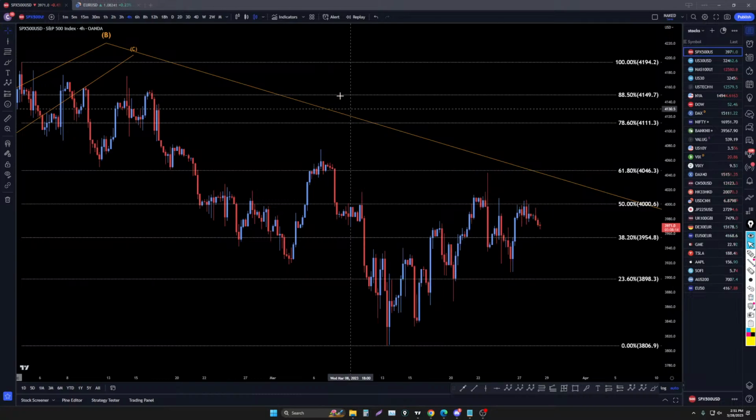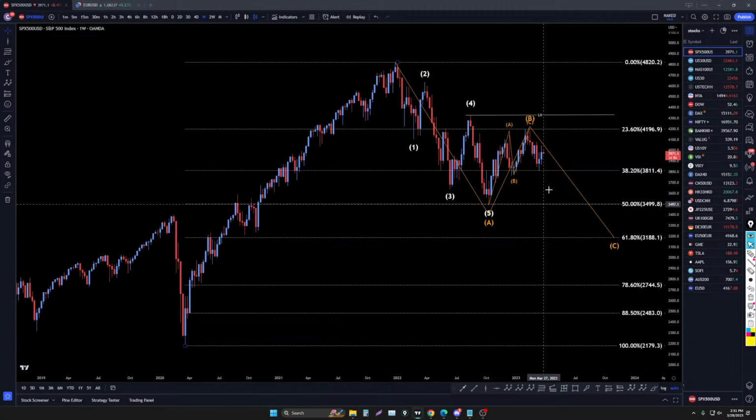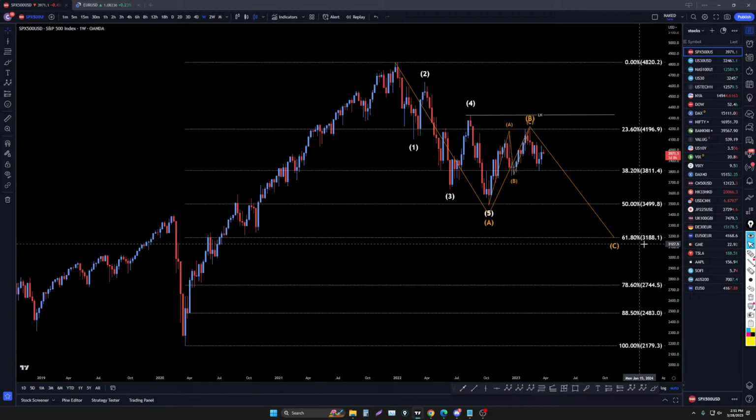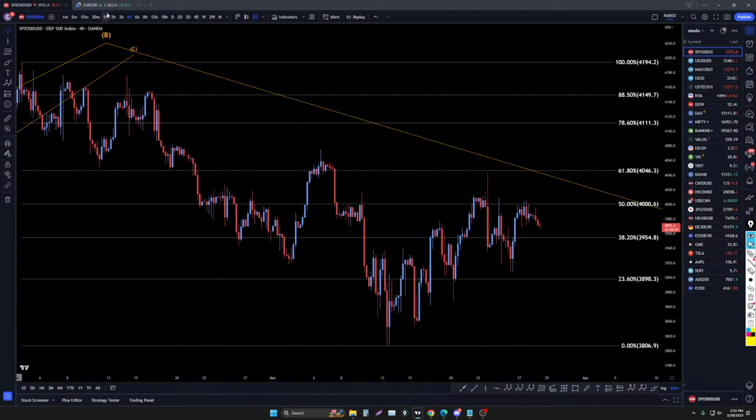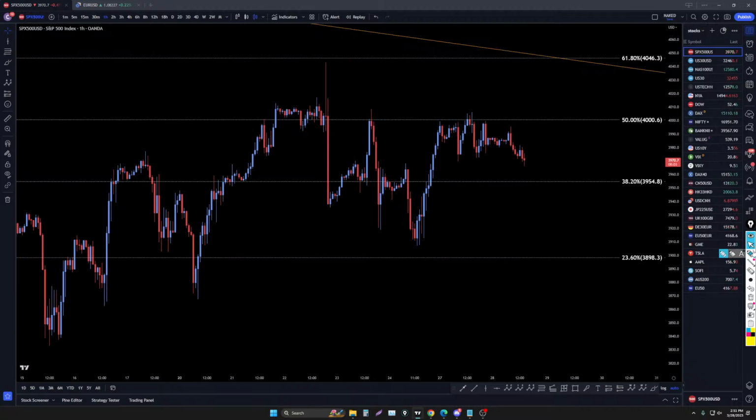So I still think on the much longer time frames, like the weekly time frame, that this needs to go down, probably someplace around the $3,100 area to finish off a wave C. But as of right now, this right here definitely looks like a correction to me. This looks like a trend. That looks like a correction. It's probably going to go up more, and it's probably going to end up looking at least something like that.